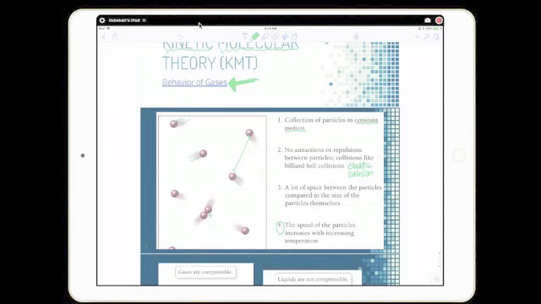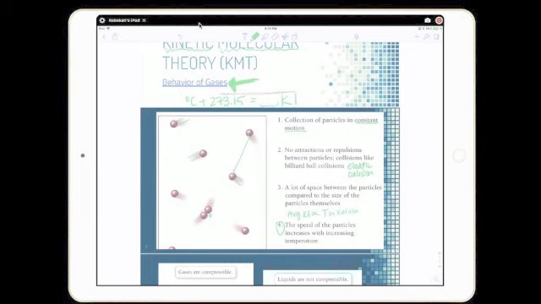And then the last one is that the speed of the particles increases with increasing temperature. So the average kinetic energy is directly proportional to the temperature in Kelvin. It's really important. If you remember, degrees C plus 273.15 is equal to your temperature in Kelvin.